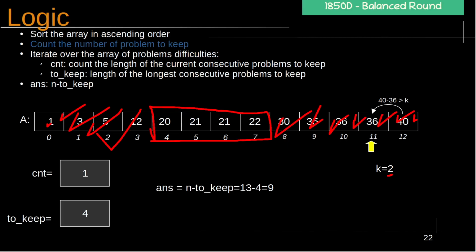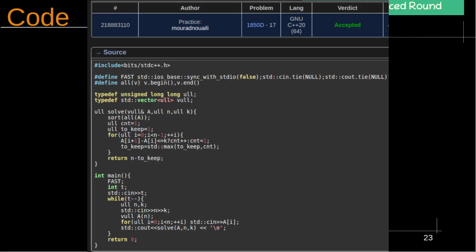So our answer is n minus to keep, which is 13 minus 4, equal to 9. This is the code. We put all the problems in an array called A here. We sort this array. This is for the length of the current sequence.